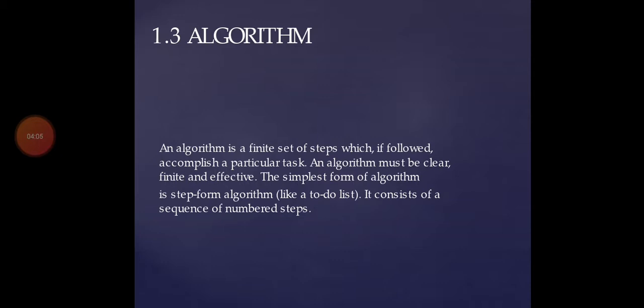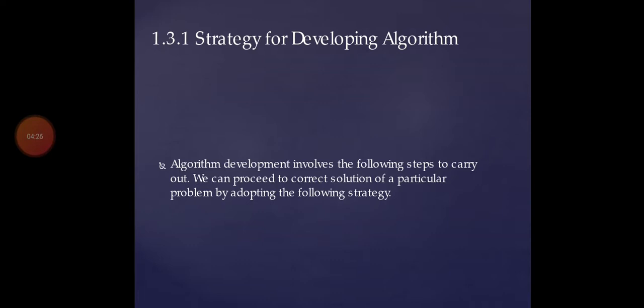Now the next is algorithm. An algorithm is a finite set of steps which, if followed, accomplish a particular task. It must be written clear and effective. It consists of a sequence of numbered steps. Strategy for developing algorithms. Algorithm development includes the following steps to carry out. We can proceed to a correct solution of a particular problem by adopting the following strategy.